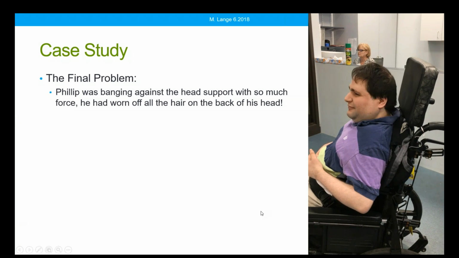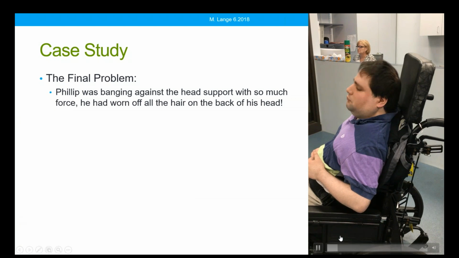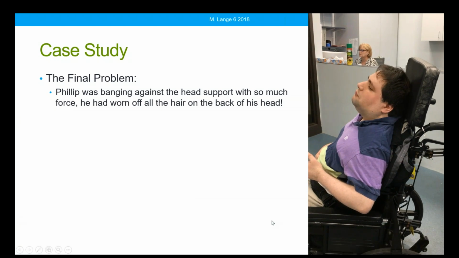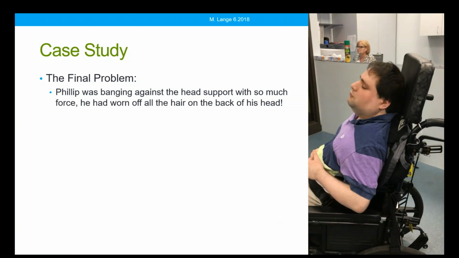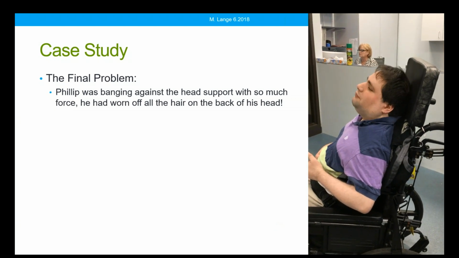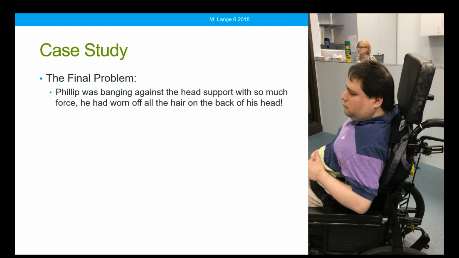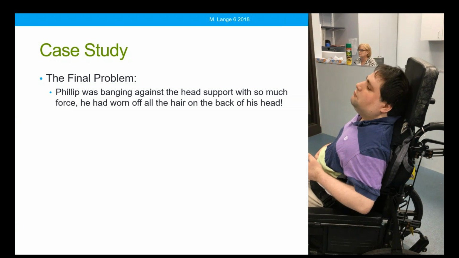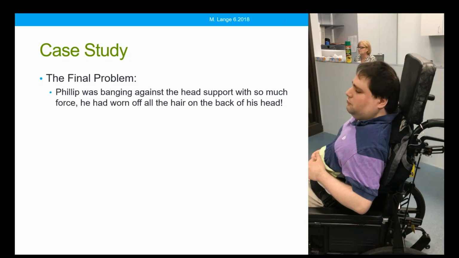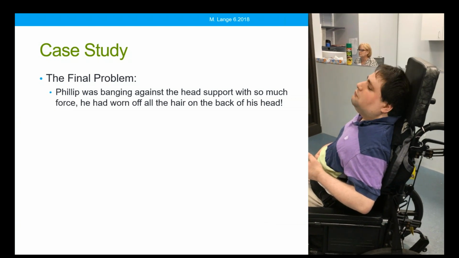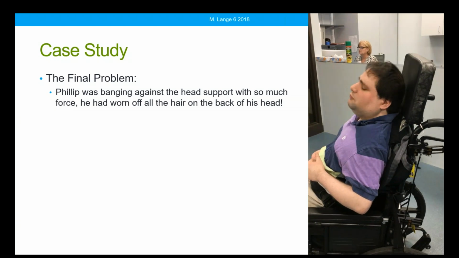Here's Phillip moving his head. So Phillip was banging against the head support so much that he has worn off the hair on the back of his head. He is not balding. If you watch, as he hyperextends his neck, he's creating shear forces at the very top of his head against that upholstery, and he's worn that off. Again, this is deceptive. If you just look at the video, you might think, well, he doesn't look like he's pushing that hard. There's quite a bit of hard work keeping that pad in place, and he's still moving it a bit.